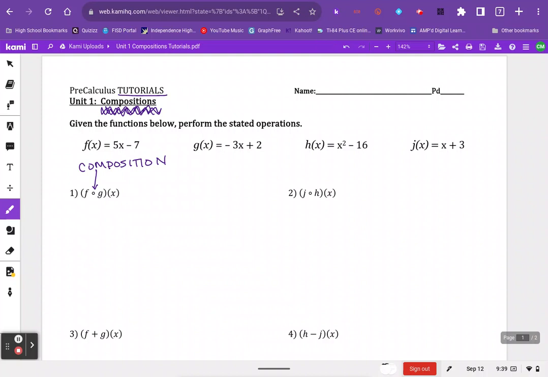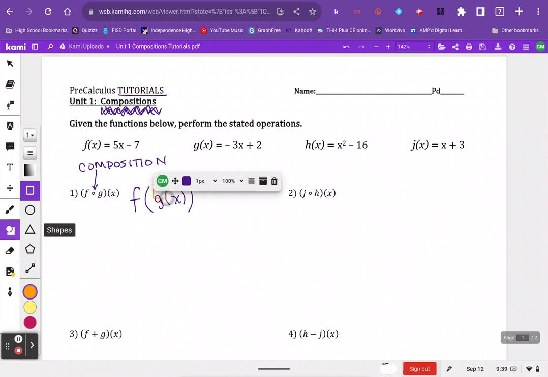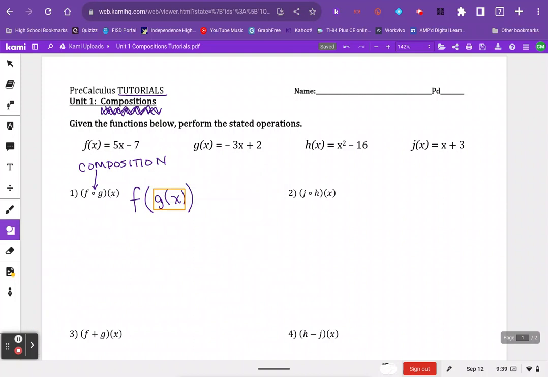So what we're doing here is composing G into F. This is telling us F of G of X. That's how we read this, F of G of X. So we rewrite this F of G of X with the parentheses to show us visually exactly what we need to do. What we need to do is to take the G equation, G of X, and insert it inside the F equation. So G of X is going to go inside F of X.